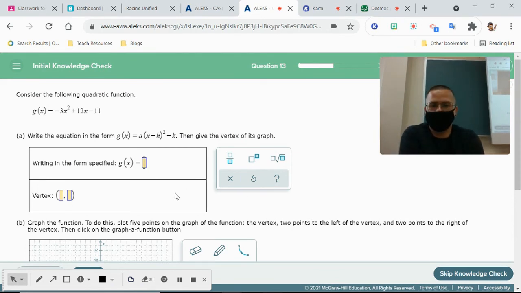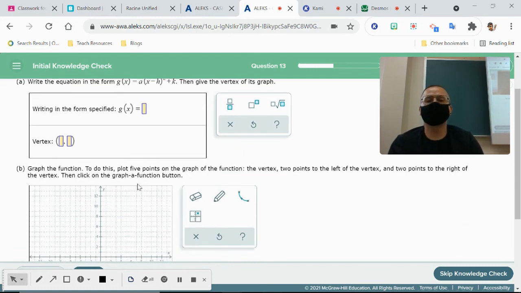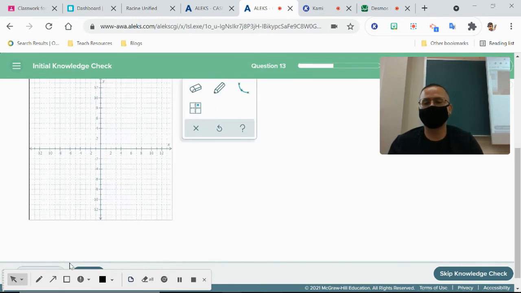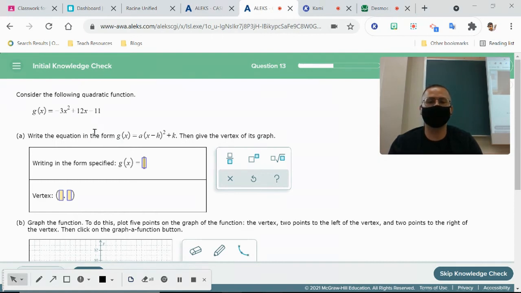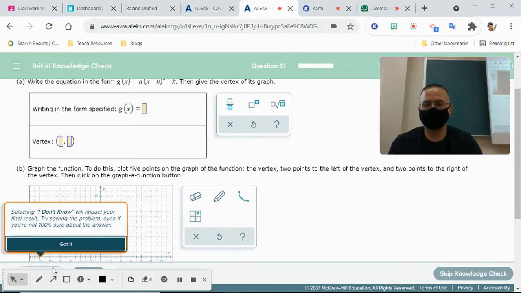Okay, so this is talking about quadratics again. Remember, quadratics will always make a parabola, and you know it's a quadratic because it has an exponent of 2 in it. So this is the formula right in the form specified. I'm not gonna do that. I'm gonna press I don't know. You would have to convert it, and you would convert from this form to that form, vertex form to standard to vertex. It's not that hard. I just don't want to do it right now. We're gonna press I don't know.